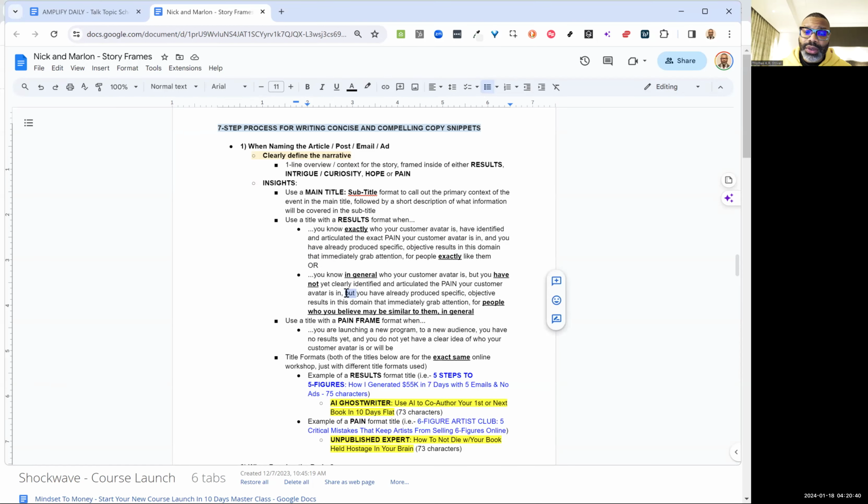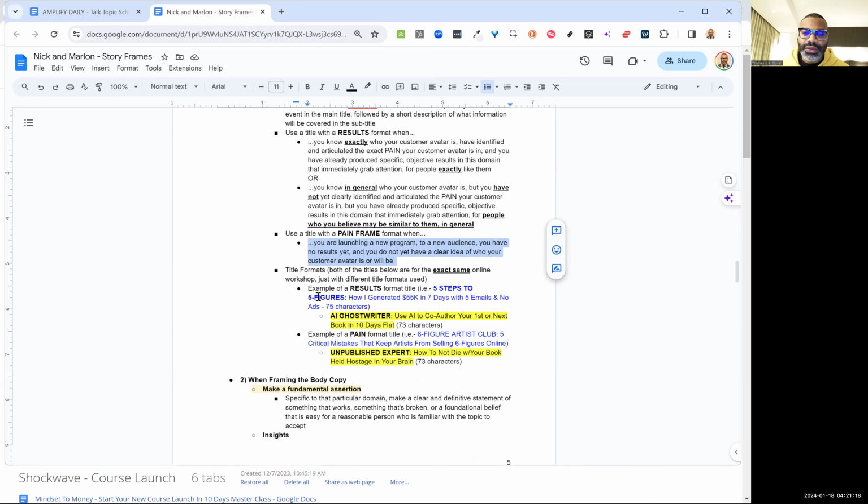Or when we know in general who our customer avatar is, but we have not yet clearly identified and articulated the pain that our customer avatar is in. But what we have done is already produce specific objective results in that domain that immediately grab attention for people who we believe are similar to them in general. Okay, so that's when we use a results format. And we use a pain frame format when we're launching a new program to a new audience. We have no results yet, and we're not yet clear who our customer avatar is.